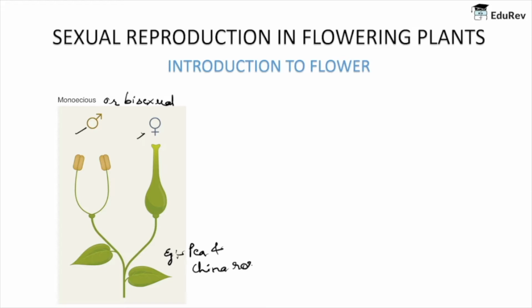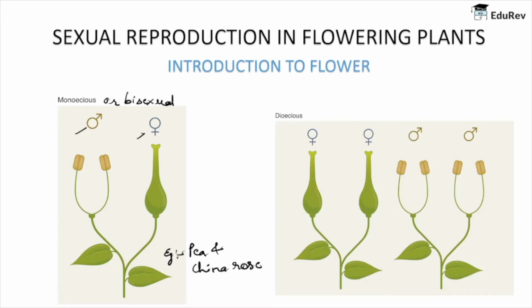Examples are pea and China rose. Whereas some flowers possess either the male or the female part: a plant will have only a male reproductive part, or that plant will have only a female reproductive part. As you can see in this image, a single plant has either the male reproductive part or the female reproductive part. Such flowers are called dioecious, or they are also known as unisexual flowers.